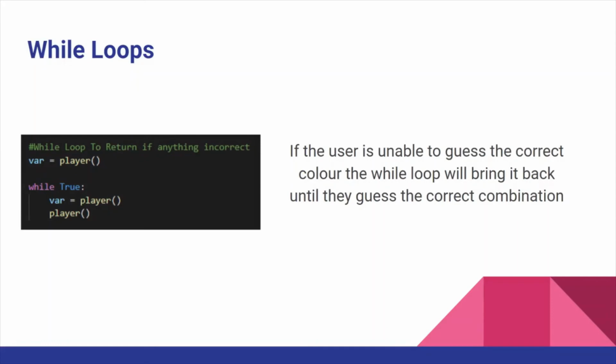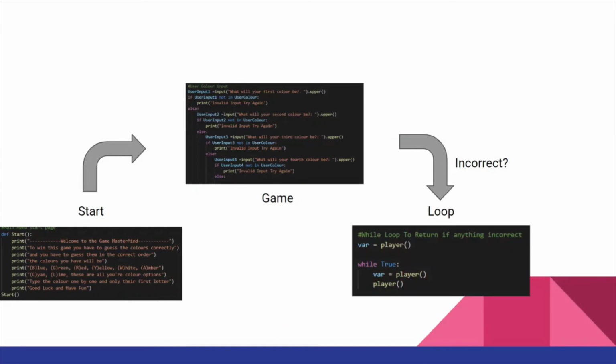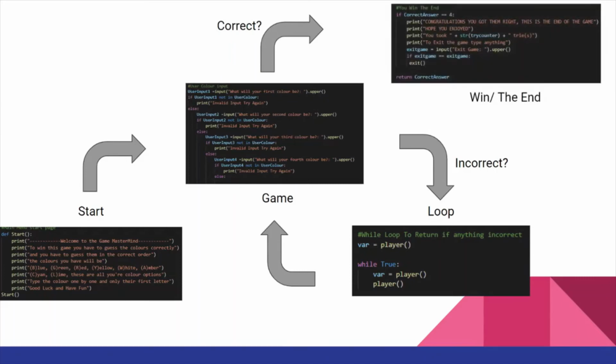I've also used while loops in this. How I used it is, if the user is unable to guess the correct color, the while loop will bring it back for them to guess again until they get everything correct. Here's how it works. Start from the start, goes to the game. Then if it's incorrect, it'll loop back to the game. And then if it's correct, they win and then the game ends.